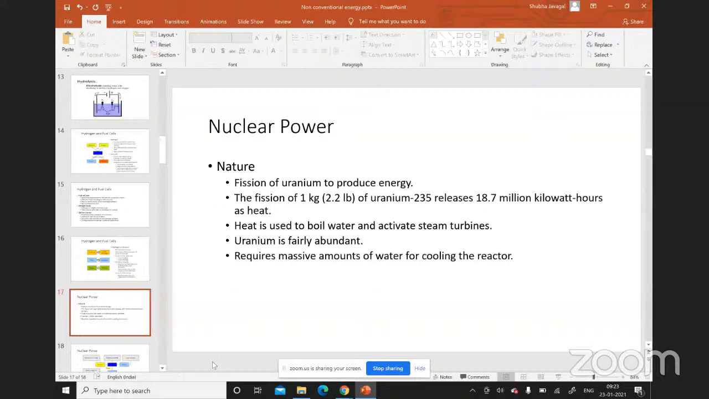Kaiga is one in Karnataka, right? Apart from that, Kalpakkam, right? Where is it? Any idea about that? Tamil Nadu. Correct. Anything else? Any other nuclear power plants that you are aware of? Tarapur in Maharashtra. Yeah, Tarapur is one more, right?